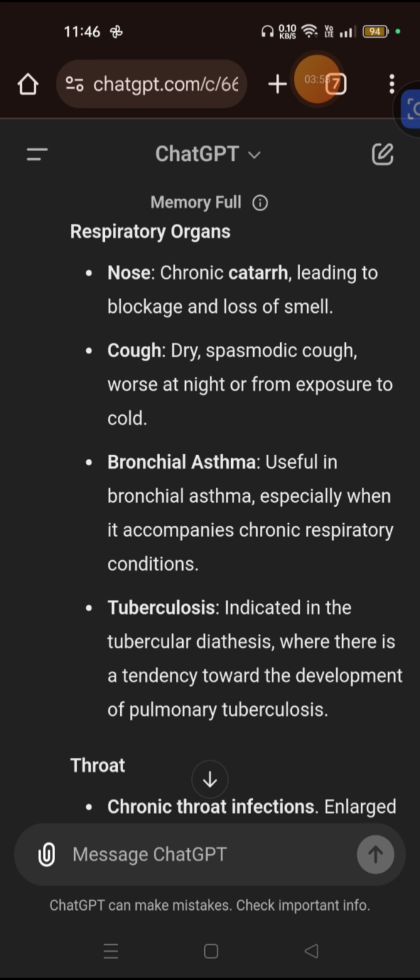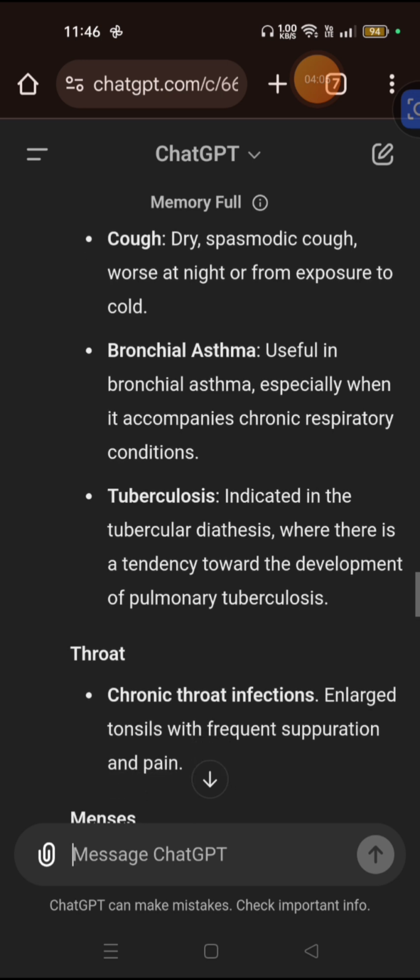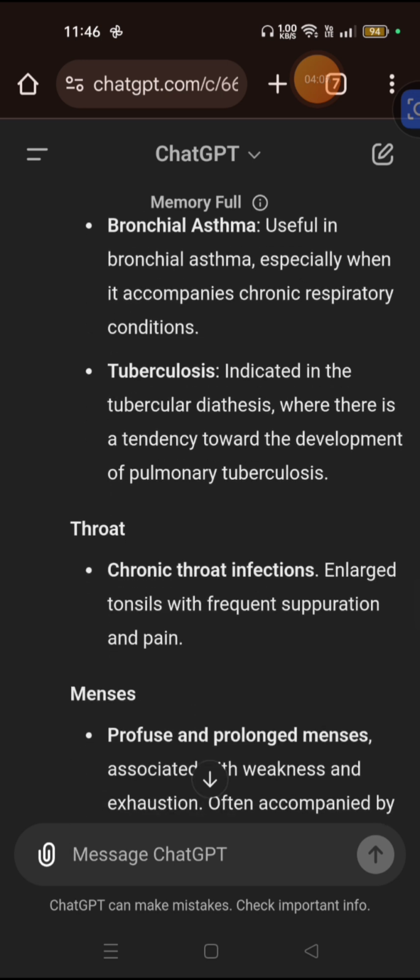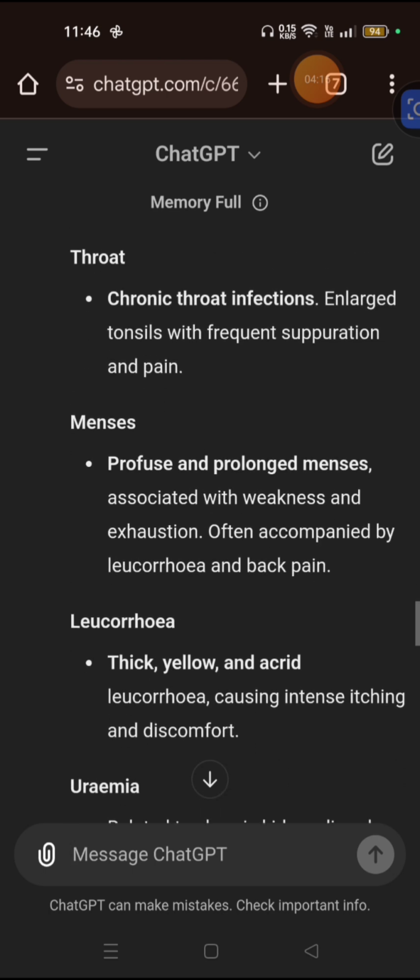Respiratory organs, nose, chronic catarrh leading to blockage and loss of smell. Cough, dry, spasmodic cough, worse at night or from exposure to cold. Bronchial asthma, useful in bronchial asthma, especially when it accompanies chronic respiratory conditions. Tuberculosis, indicated in the tubercular diathesis, where there is a tendency toward development of pulmonary tuberculosis. Throat, chronic throat infection, enlarged tonsils with frequent suppuration and pain.